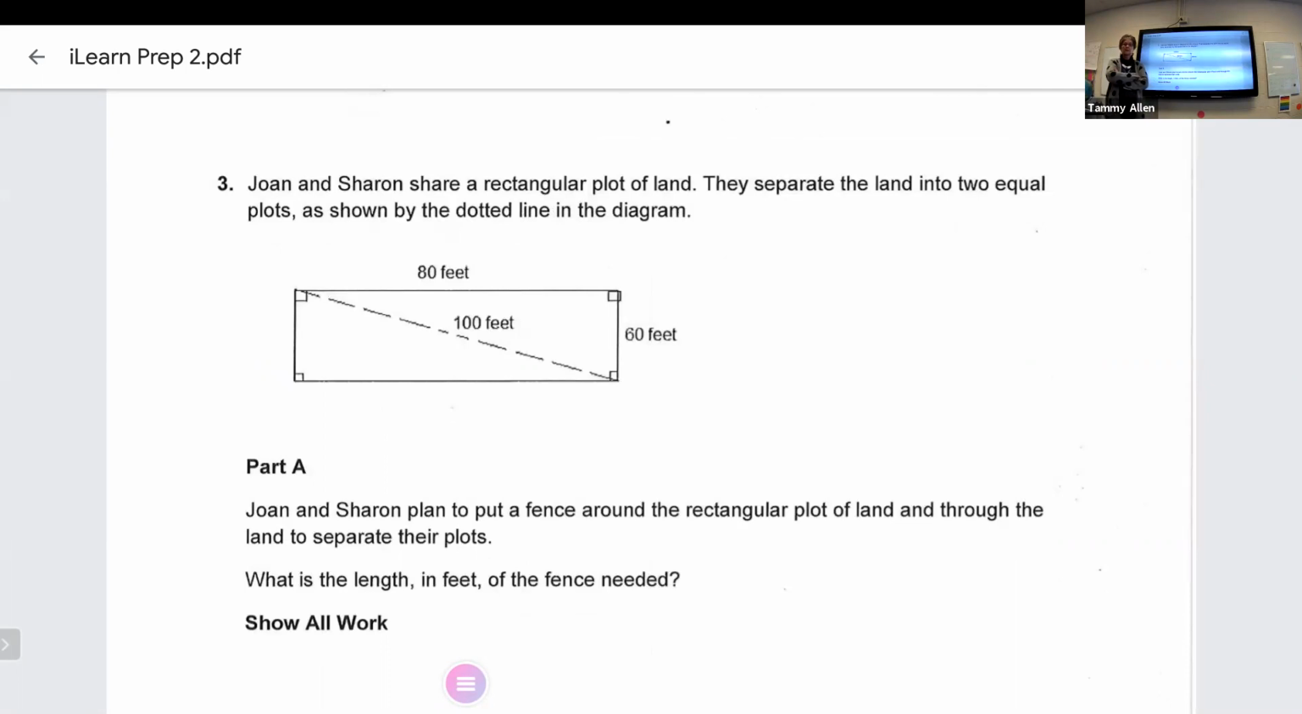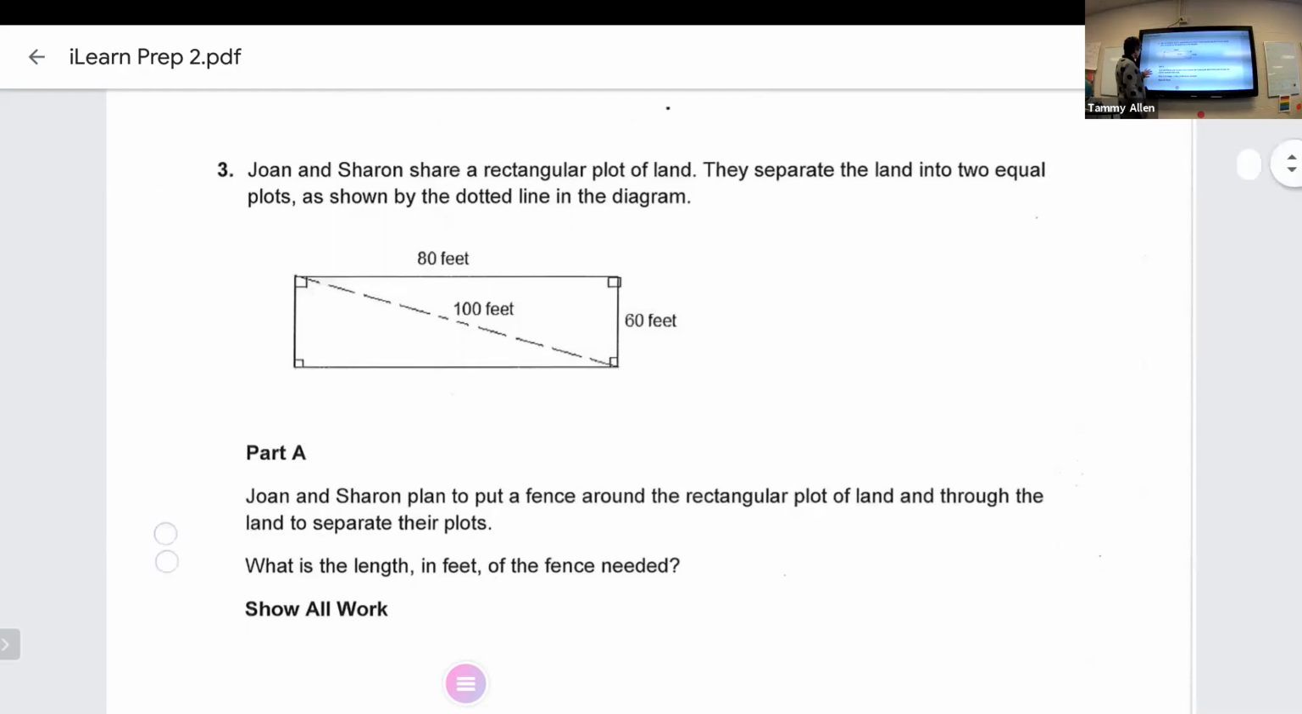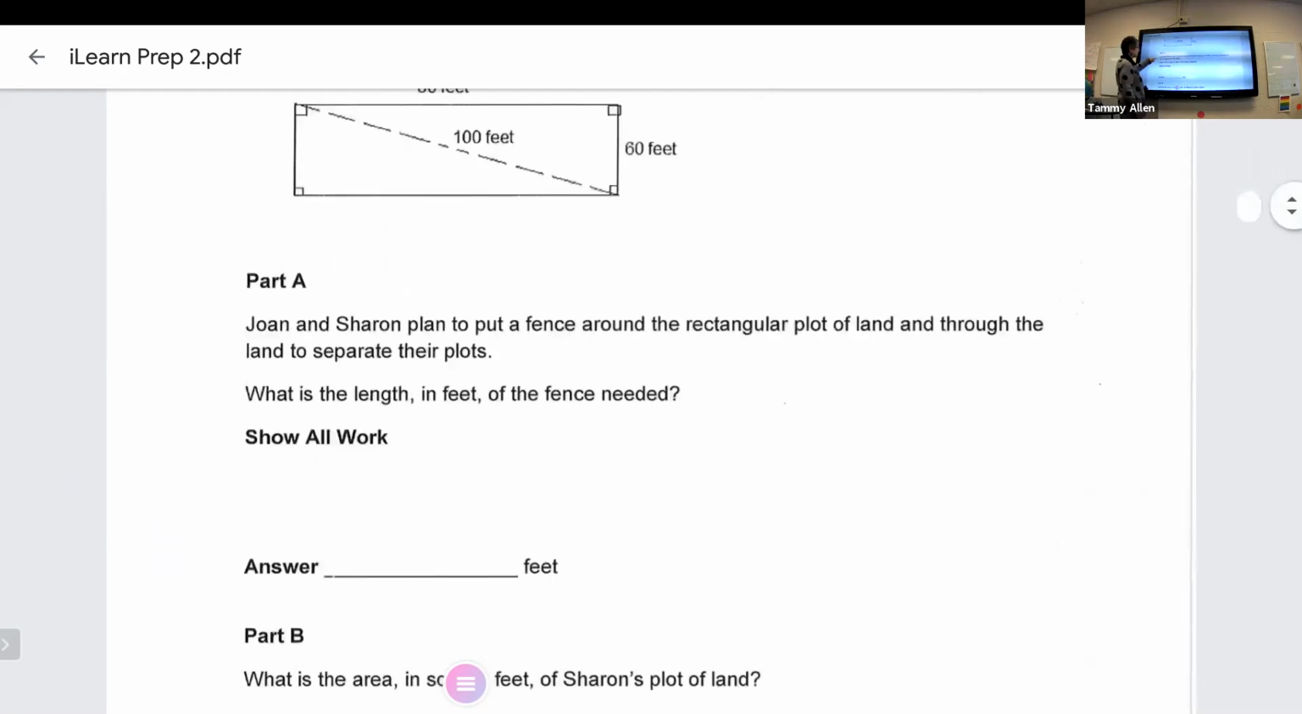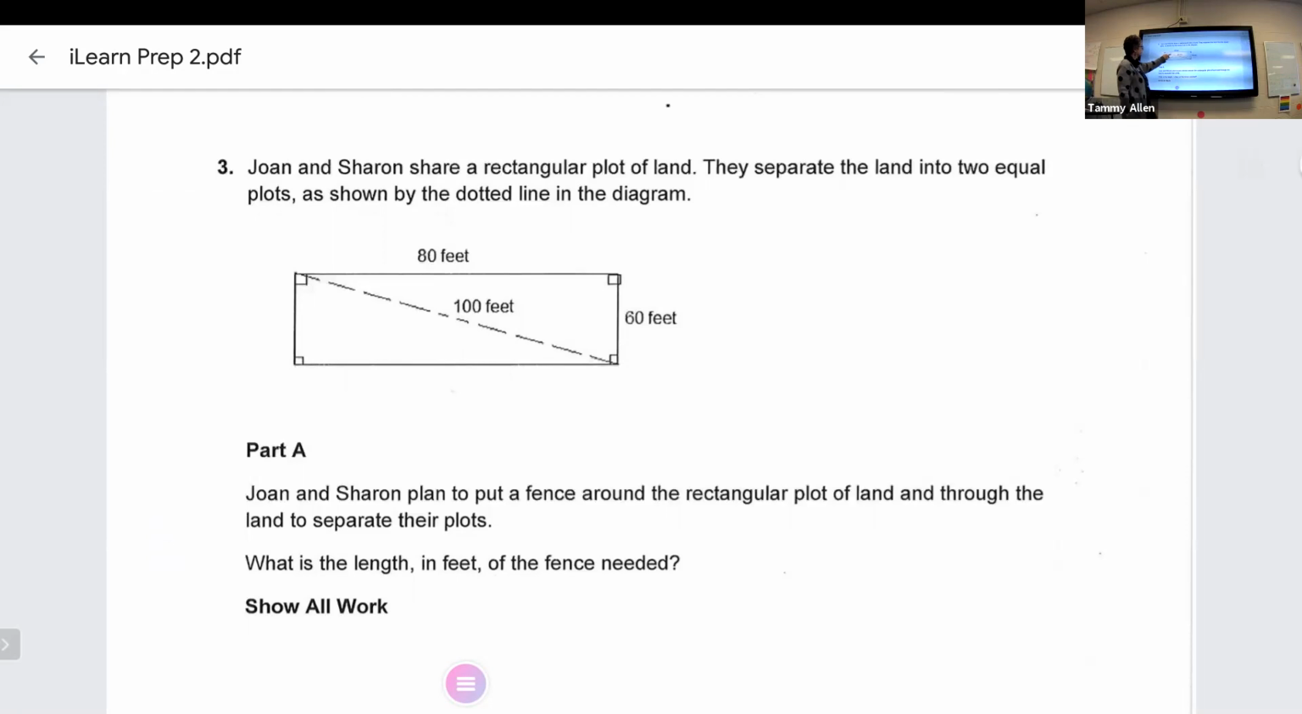All right, as we take a look at this one, remember, you need to be circling important numbers, underlining questions, boxing operation words, things that will help you focus on what you need. Okay? Does that make sense? All right. In part A, they want to put a fence around the rectangular plot of land and through the land to separate their plots. And you'll see that in the diagram, they're separating it by that dotted line. All right? Questions on that?